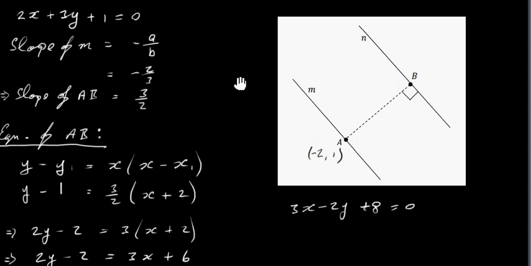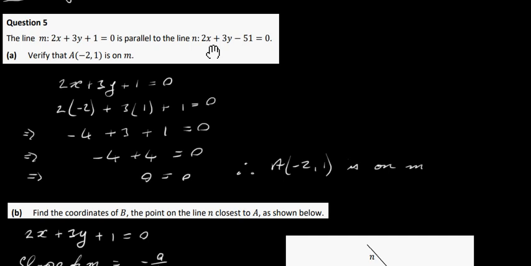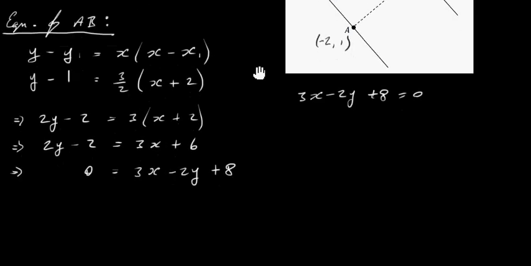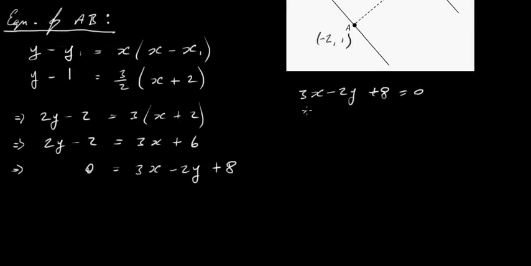Now I need the equation of line N. The equation of line N here is 2x plus 3y minus 51 equal to 0. So I've just got to do simultaneous equations now, and when I do that, I'll find the point of intersection of these two lines, which is B, which is what we have to find in this question. I'm going to try cancelling the y's, because I've already got a plus and a minus here. So I'm going to take equation 1 and multiply it by 3, and take equation 2 and multiply it by 2.